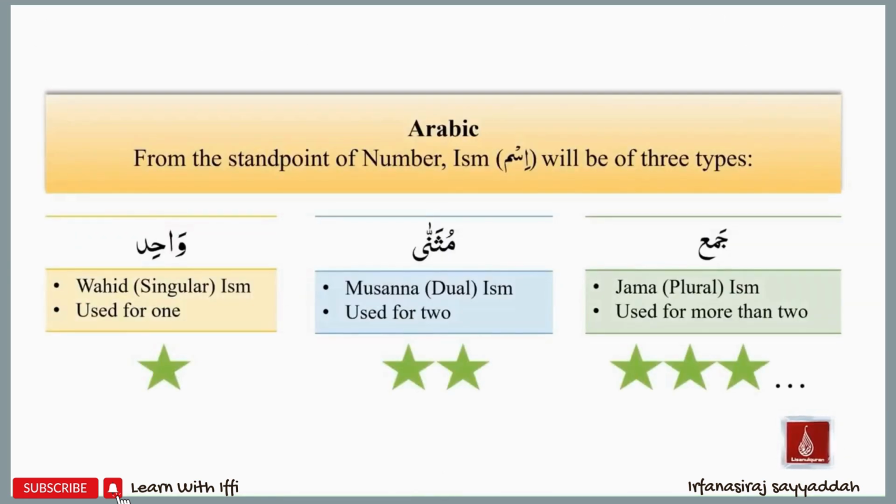To summarize, in the Arabic language, from the standpoint of number, ism will be of 3 types: wahid or singular, which is used for 1; musanna, used for dual ism or 2 ism; and jama or plural, which is used for more than 2. This is different from Urdu, this is different from English, where we will only have 2 groups, singular and plural. In the case of Arabic, we have a 3rd group, which is used specifically for 2 or for dual, which is called musanna.